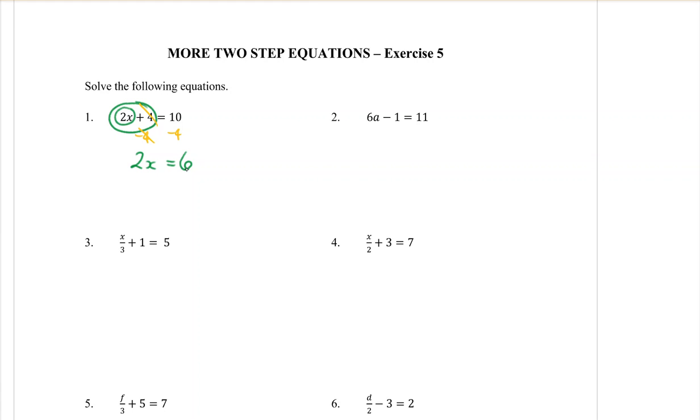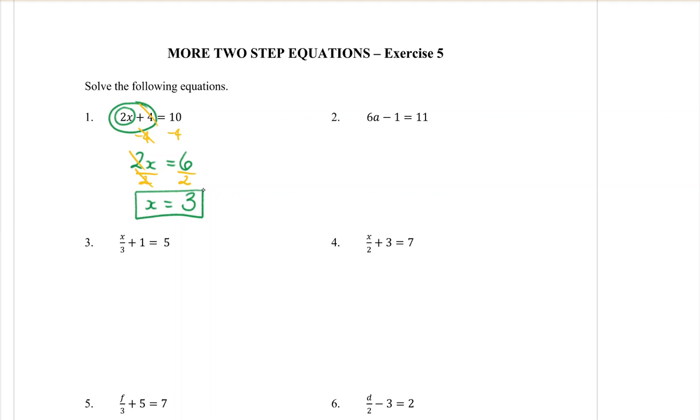Then the second layer is to get rid of that 2. Because they are multiplied, the opposite is to divide by 2. And divides are always written as fractions. So the 2's will cancel off. X is by itself. 6 divided by 2 equals 3. So there's my answer. That was very similar to last lesson's ones.